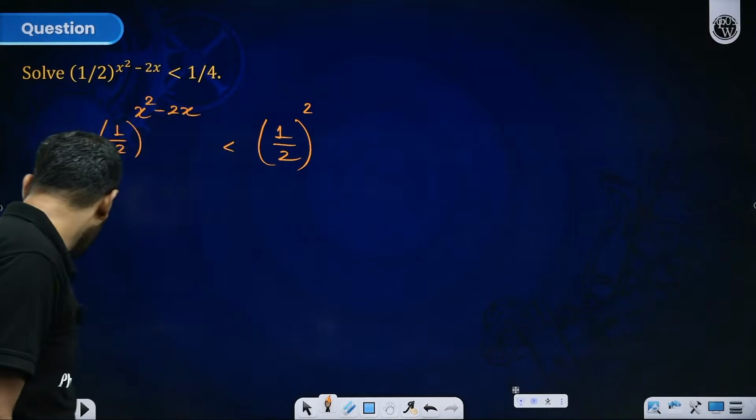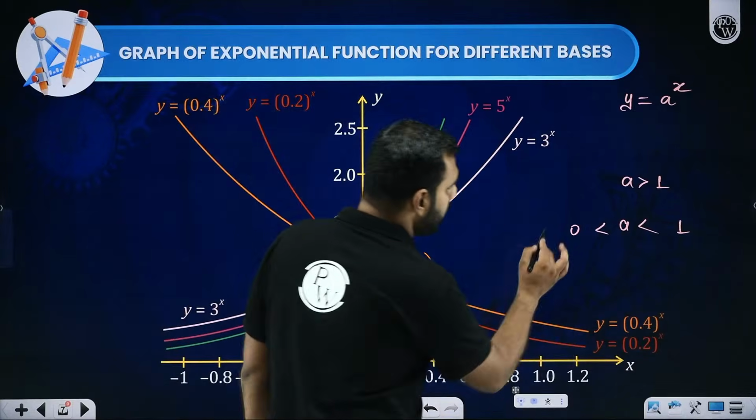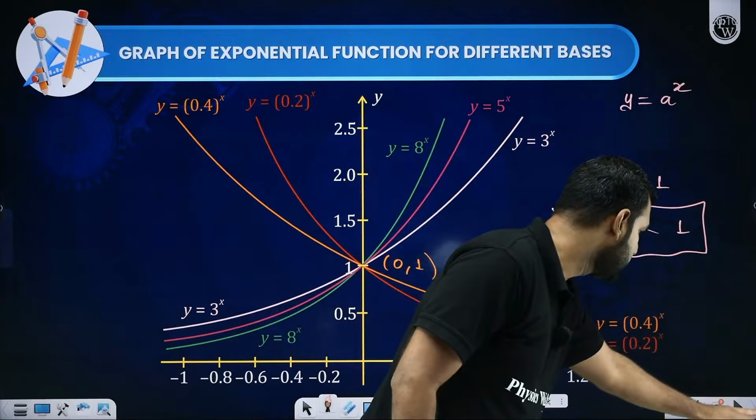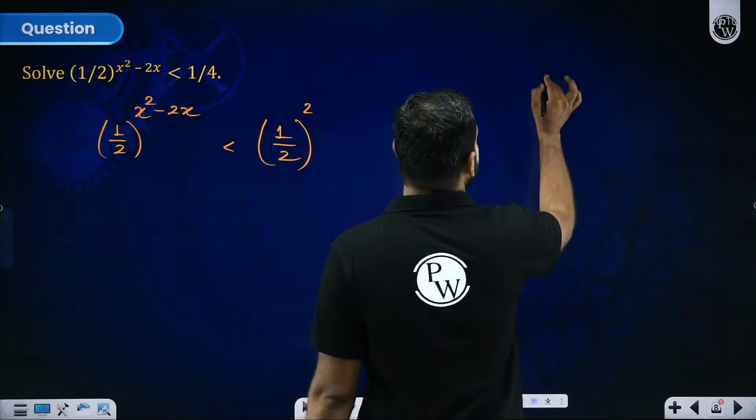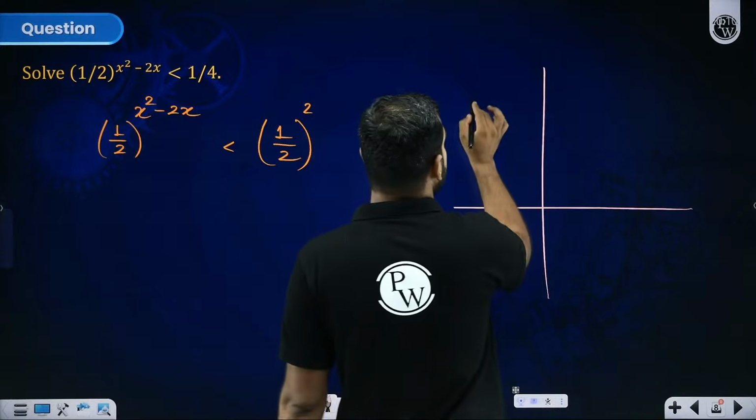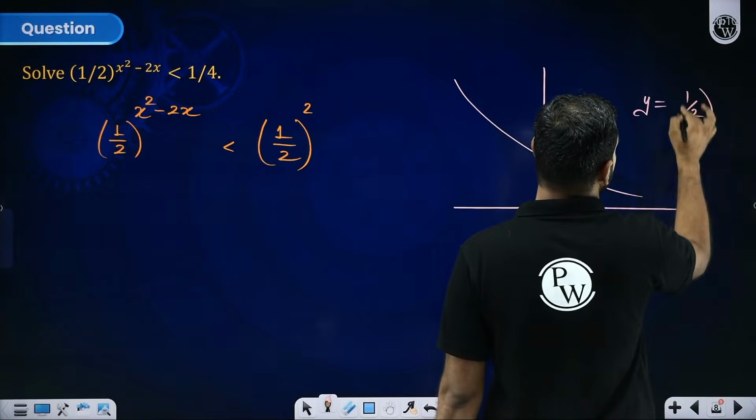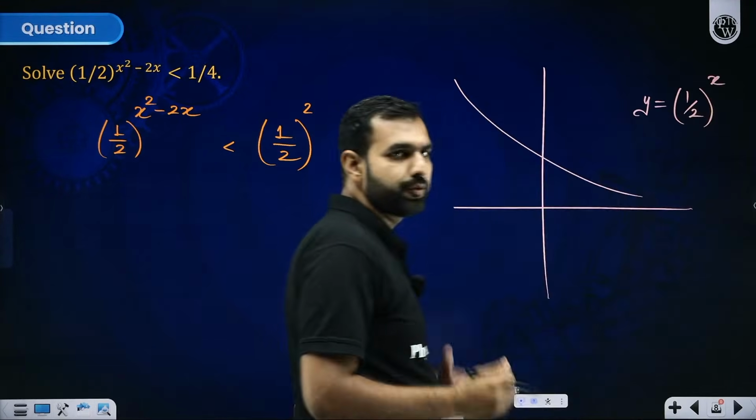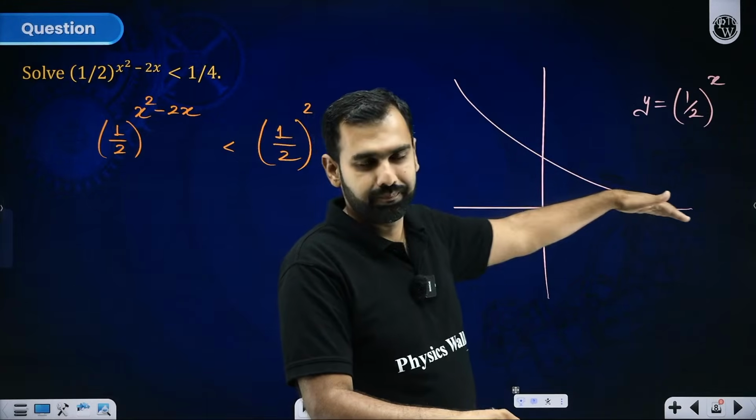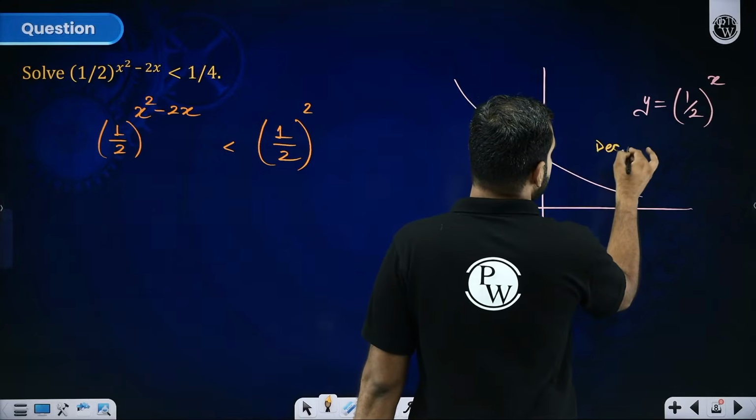Now you go back to this question, this graph. Sir, what is 1 by 2? 1 by 2 as a base is between 0 to 1. What does it mean? If I ask you to plot the graph of a to the power x, sir, when? I am asking you to draw the graph of 1 by 2 to the power x. I hope you're realizing this 1 by 2 is between 0 to 1. So if the base is between 0 to 1, the graph decreases. The graph goes like this, which means it is a decreasing function.